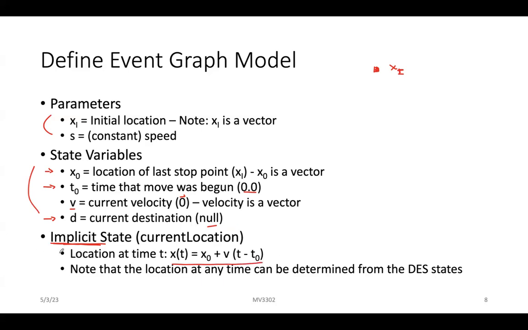Remember, we said location cannot be a discrete event state, but it can be an implicit state. The reason is that we're not explicitly representing this, but if you ask a unit that starts moving at a location x naught, at time t naught, with a velocity of v, and at time t, I say, where are you? Then using our discrete event states, we can say exactly where we are.